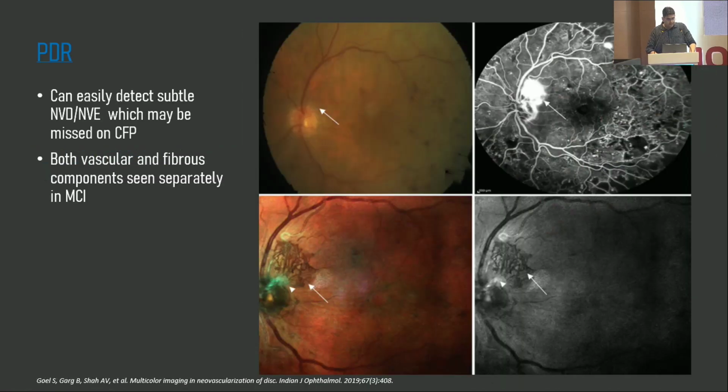Coming to proliferative diabetic retinopathy, we can detect even subtle NVDs or NVEs which may be missed on a normal fundus photo, and we may also be covering some of the patients in whom fundus fluorescein angiography is able to detect the NVEs. And also we can see that in a multicolor image, the vascular as well as the fibrous components can be seen separately.